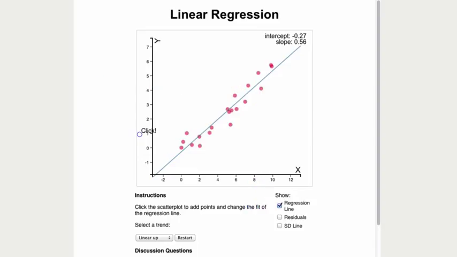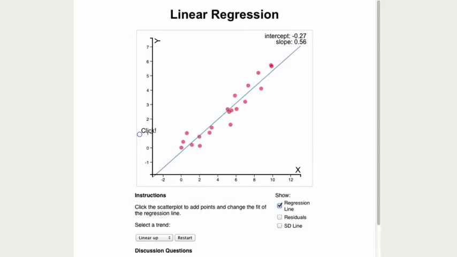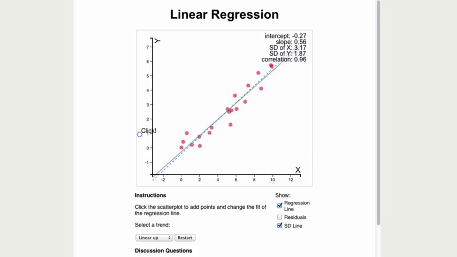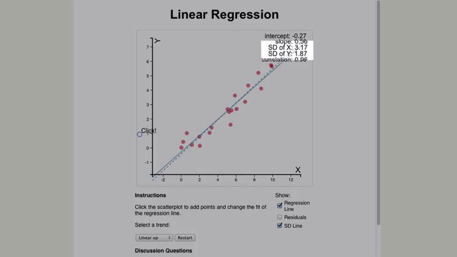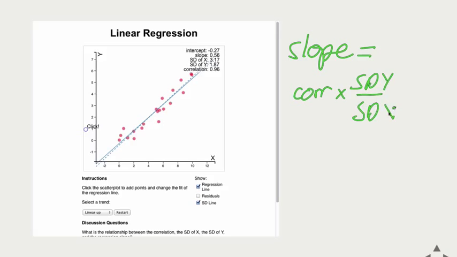Like all lines, a regression line has an intercept and a slope. It turns out that you can use the correlation between x and y to find the slope. If we use the standard deviation line option here, we can display the correlation between x and y, as well as the standard deviation of x and the standard deviation of y. The slope equals the correlation times the standard deviation of y over the standard deviation of x.